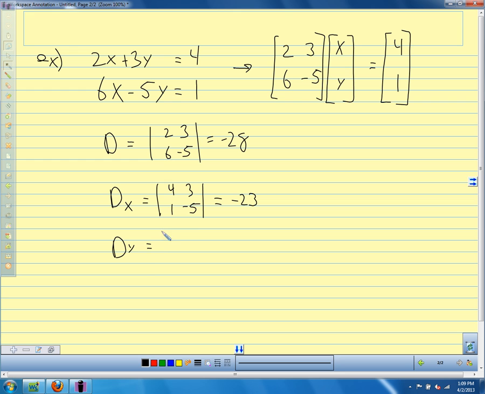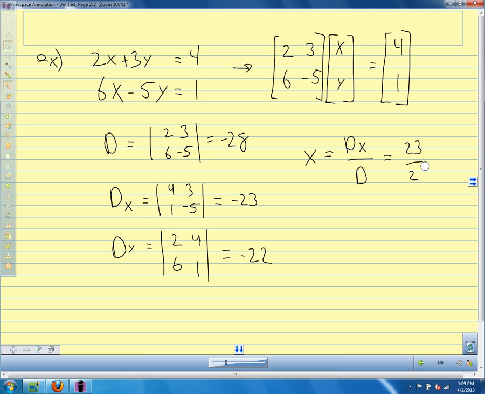D sub y, I'm going to take the determinant, replace the second column with the column of constants. 2 times 1 is 2, minus 6 times 4 is 24, and I get minus 22. So x is d sub x over d, which is 23/28.